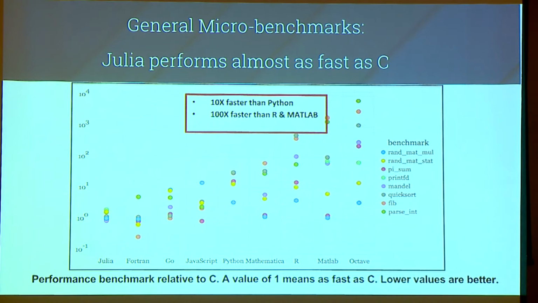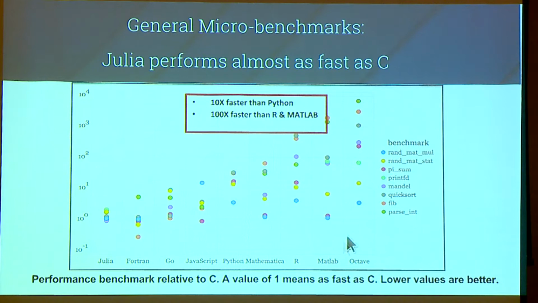So here are some performance numbers from some micro benchmarks. What this plot shows is 10 to the power 0, that is 1, the speed of C, the time it took to run the program in C. You can basically consider C as assembly with some syntactic sugar, right? So when you write something in C, it's as fast as it's going to be. All the other dots are various benchmarks depending on the color, and these are languages, and the dots represent how far away from C they are, and this is an exponential graph. So if a dot is here, that means it was 10,000 times slower than C, right?